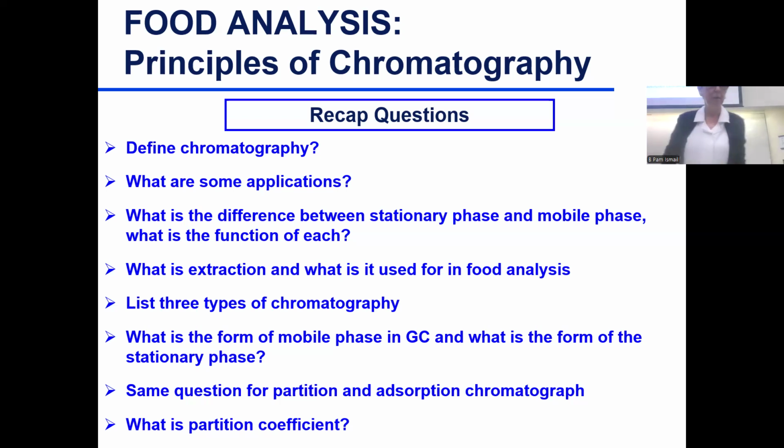All right. What are three types of chromatography? Liquid chromatography is one. Gas chromatography is two. And the third one, supercritical fluid chromatography. So these are different types of chromatography. We'll learn later on today different modes of separation within one type of chromatography. All right.